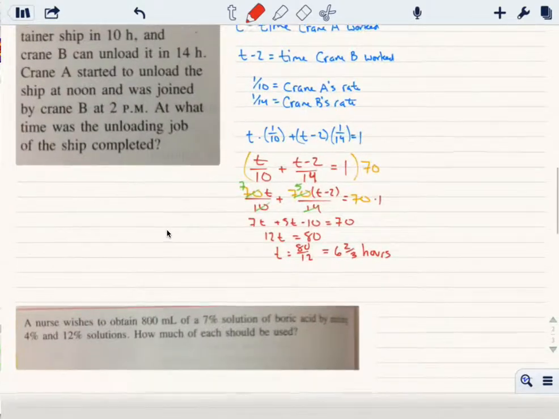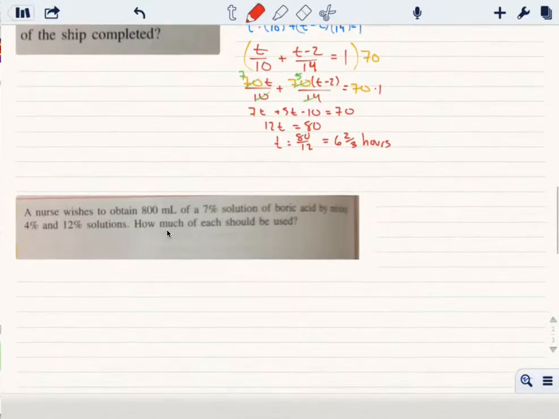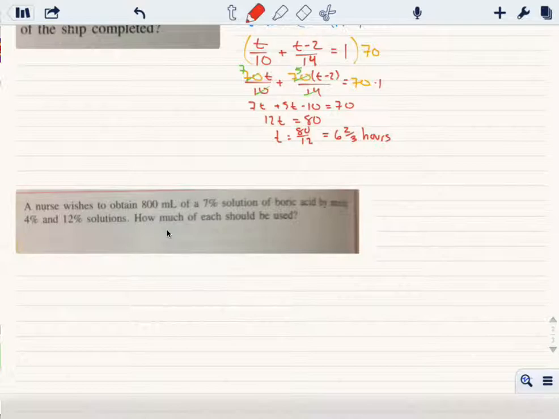And let's do one more. A nurse wishes to obtain 800 milliliters of a 7% solution of boric acid by mixing 4% plus 12% solutions. How much of each solution should be used?